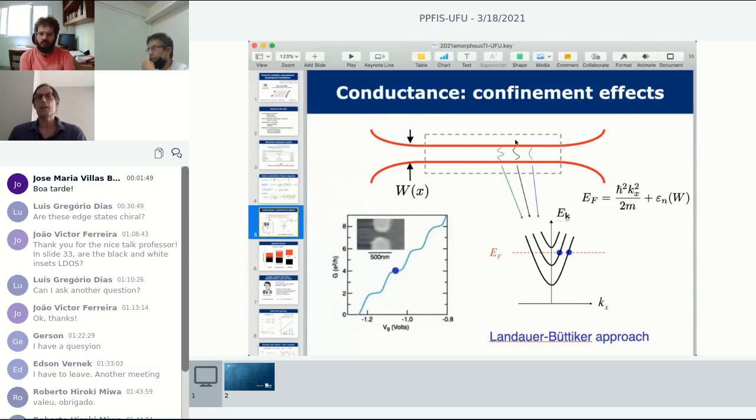Basically the champions of this were Landauer and also Büttiker, and they came up with the idea that you have to understand the electronic properties of a confined system, and then confinement plays a big role. For instance, if you have a wire with different transversal channels, and then you have this band dispersion in the transversal direction. Sorry, this is the longitudinal momentum, and this is the transverse, and this is the band structure of this guy.